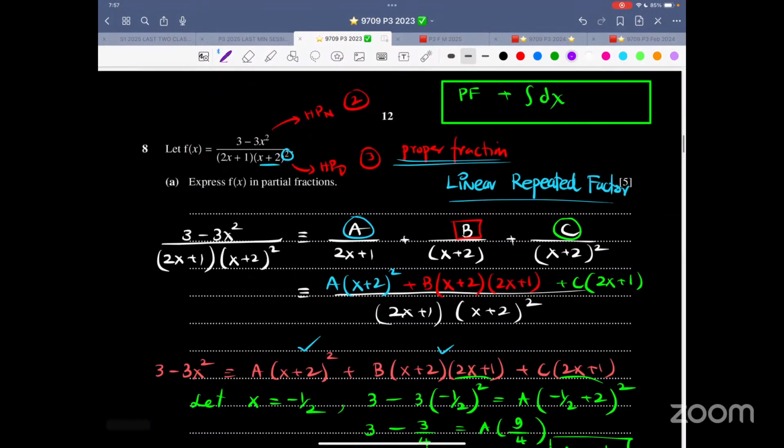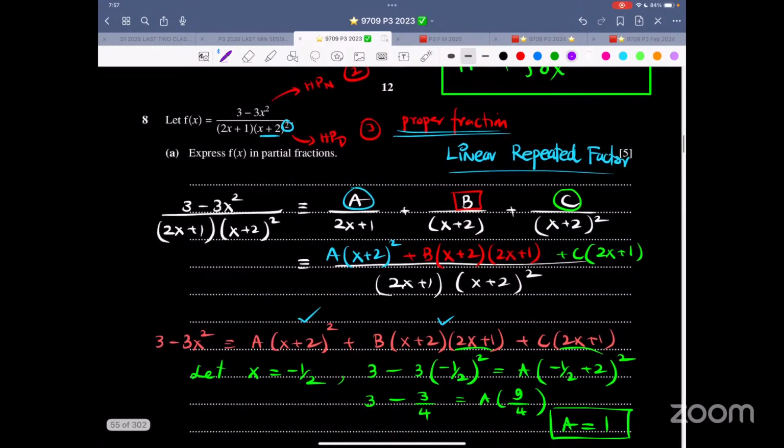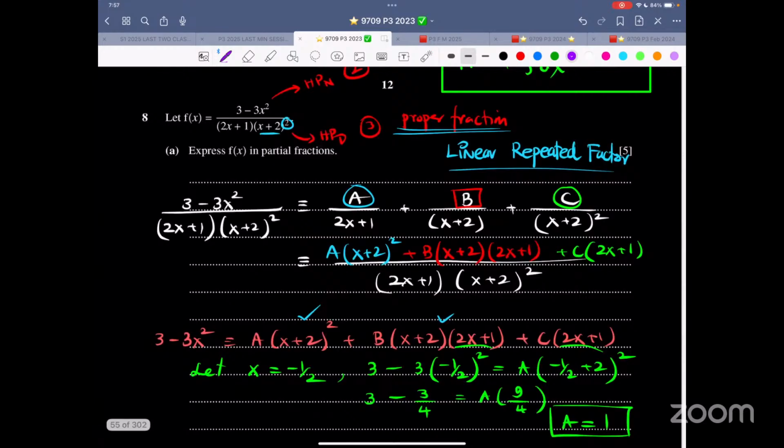Question number 8. Now this is partial fraction plus integration. So f(x) is this. The very first thing that you need to check is whether it is a proper fraction or an improper fraction. The highest power in the numerator is 2. The highest power in the denominator is 3. So yes, it's a proper fraction. It is a linear repeated factor. So it's a linear expression on the inside, squared on the outside.